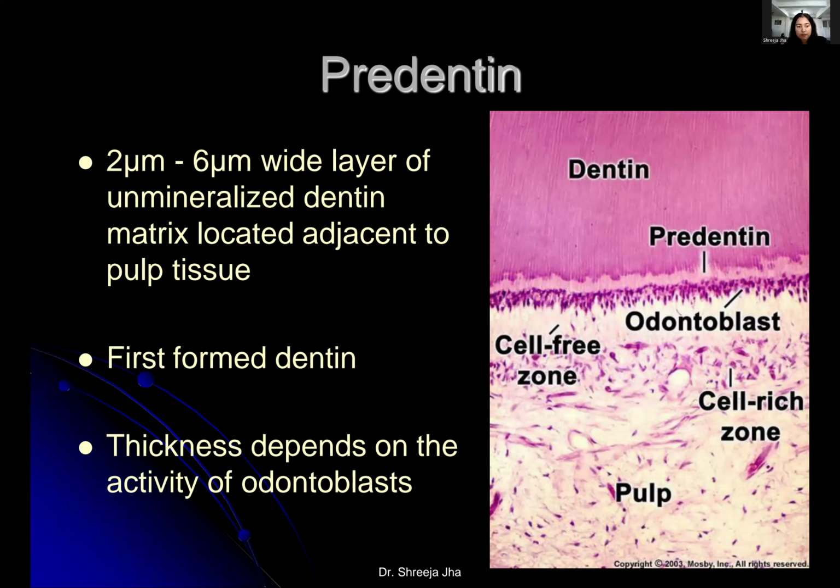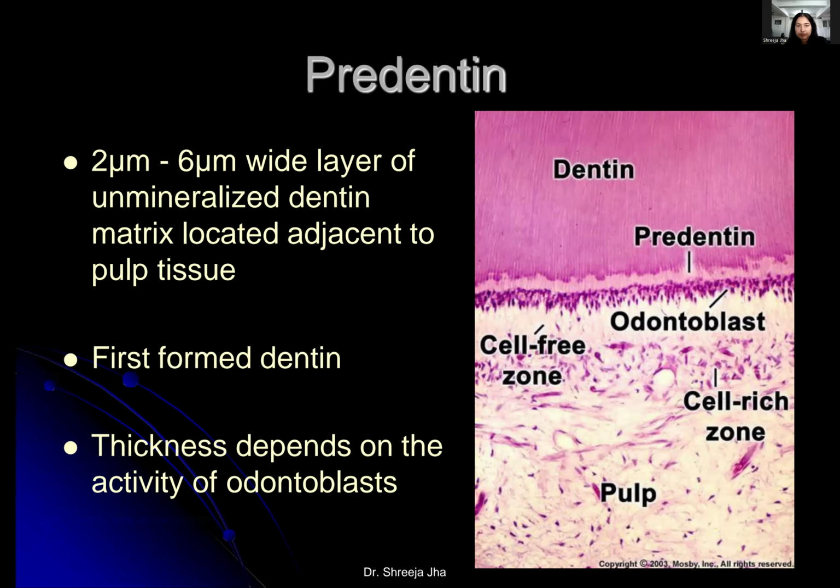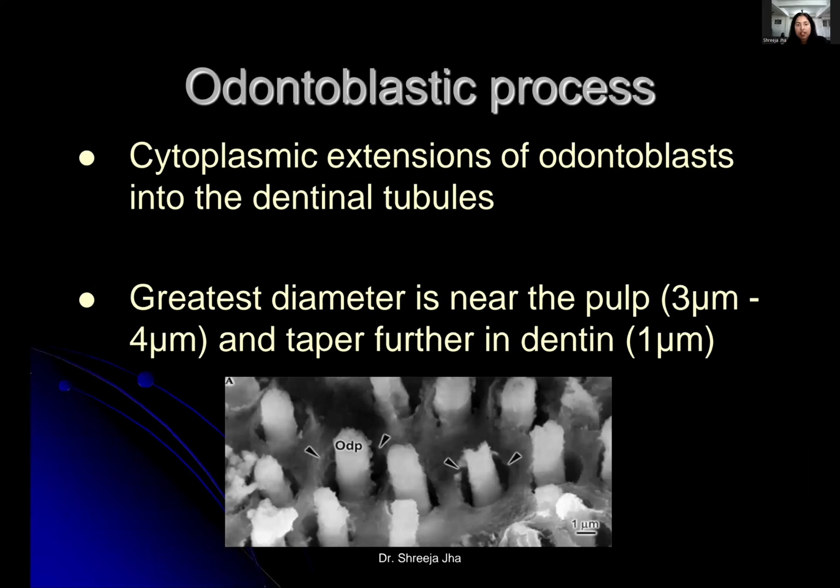Thickness depends on the activity of the odontoblasts. Here you can see odontoblasts present in the pulpal lining, and here it is dentine, and in between there is the formation of pre-dentine. Now, what is the odontoblastic process? It is a cytoplasmic extension of the odontoblast into the dentinal tubule. It is greatest near the pulp and tapers further in the dentine.